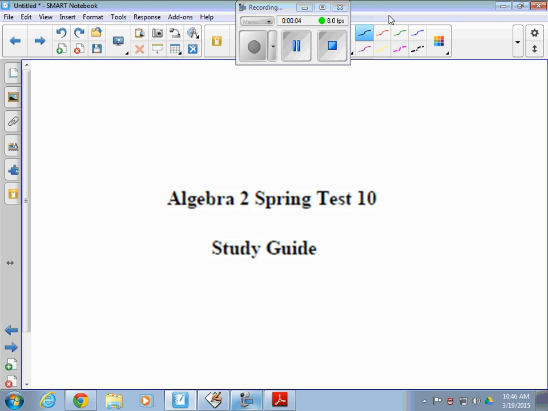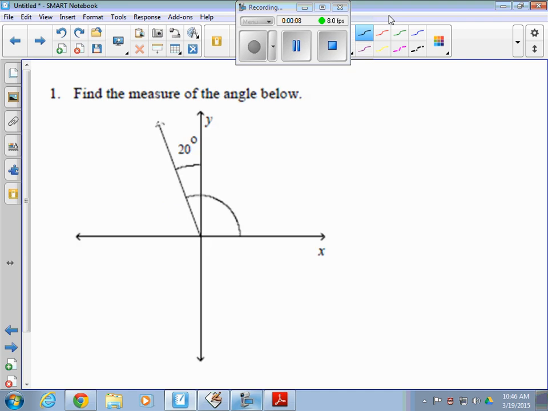This is the Algebra 2 spring test for week 10 study guide. Starting off with angle measurements and standard position. Find the measure of the angle below.